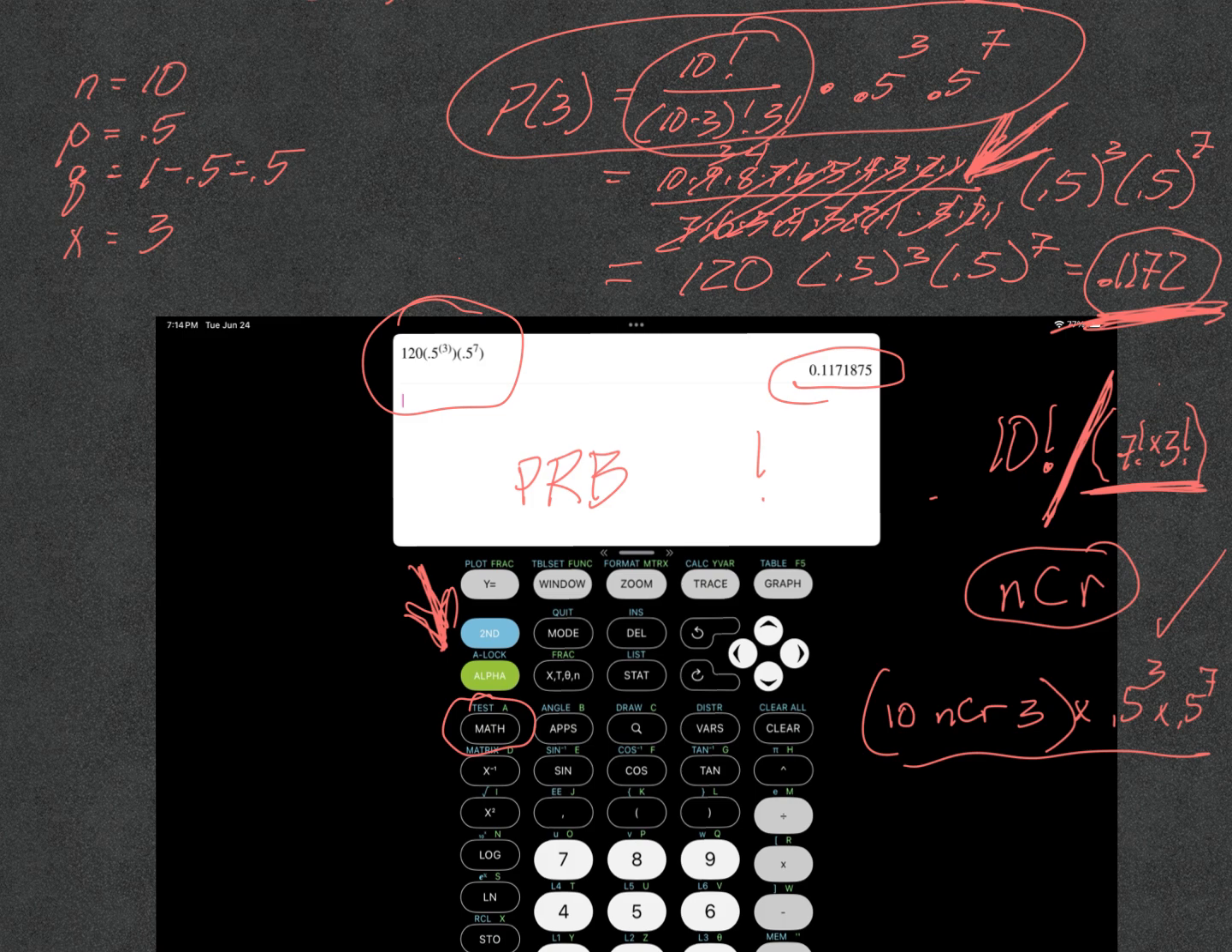All right? Learning how to use the calculator is pretty important at this point. Okay, so let's go to, I'm going to post a video now that shows you how to use the calculator and the statistics functions to actually find this number. Okay, 0.1172. All right.